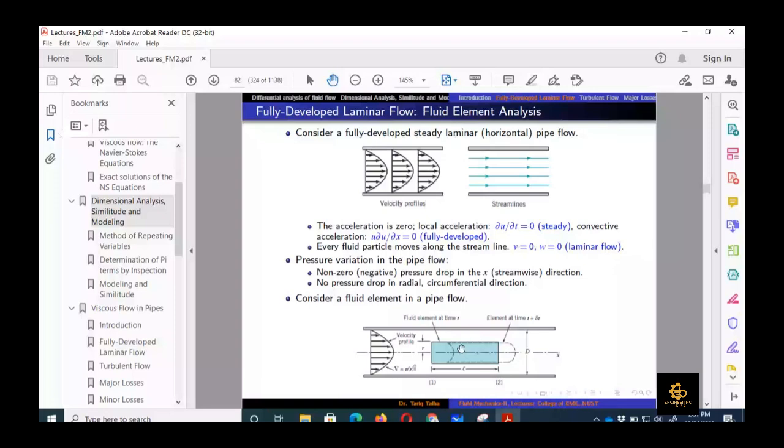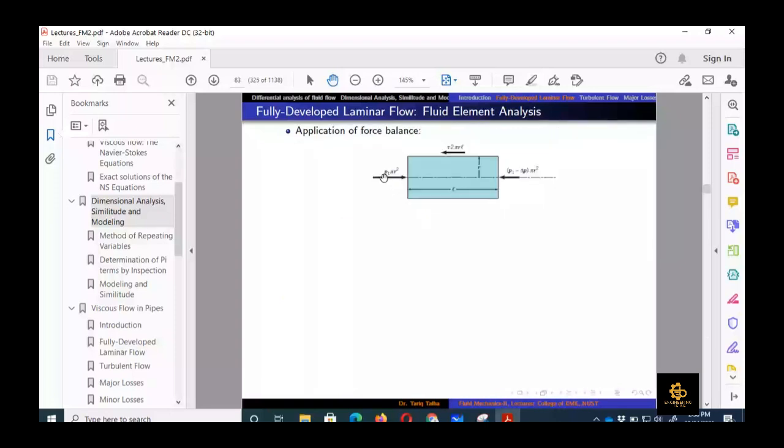So if we do the balance of forces here, the length of the element is small l, and here we have r, which is the variable radius. There are two types of forces on this element. One is the pressure force, which is the driving force, and the other is the shear force, which acts on its surface. So if we show the force balance, we can see that on the left-hand side of this element we have pressure P1.